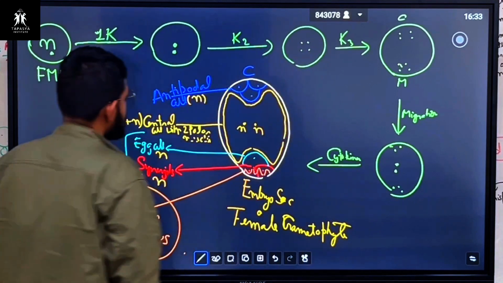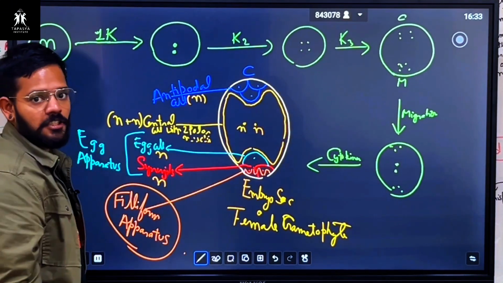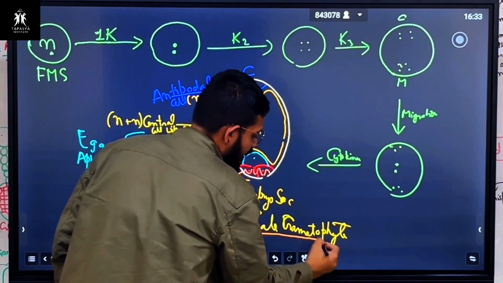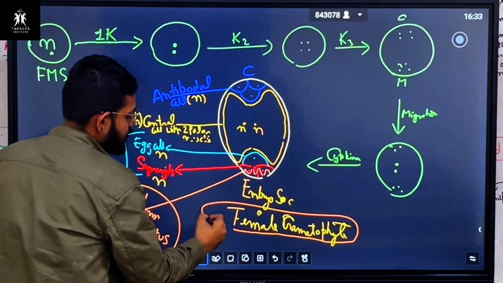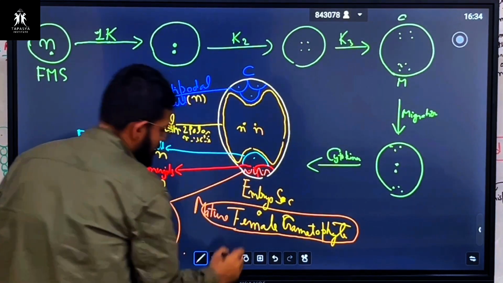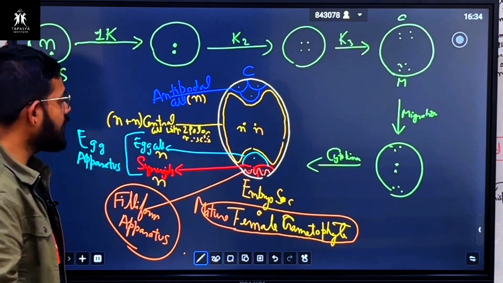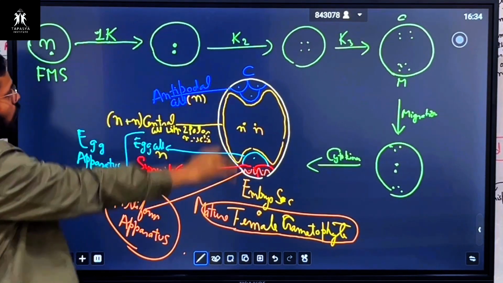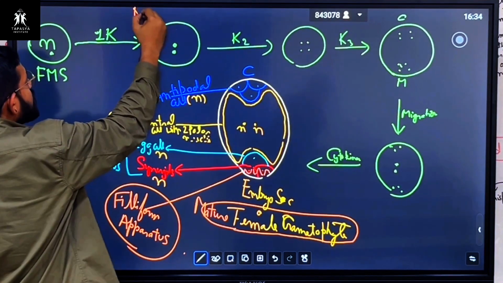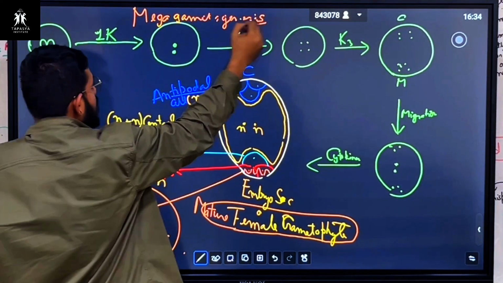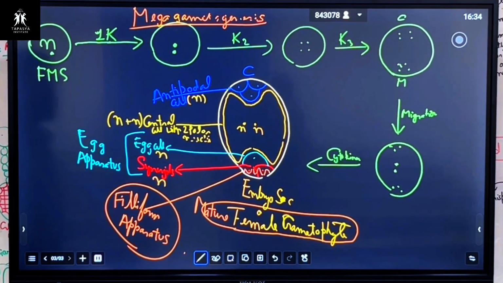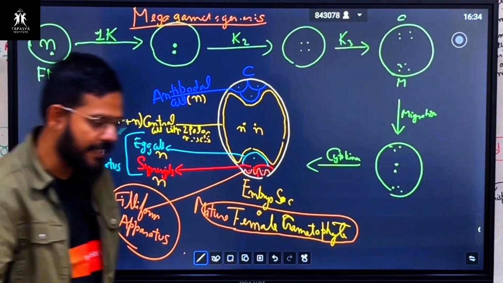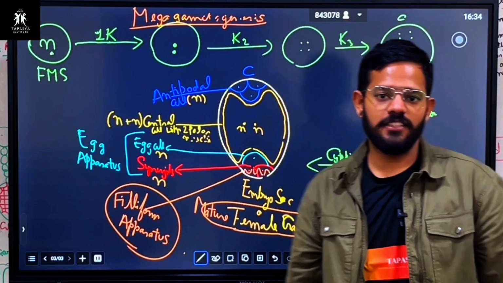So this is your fully finished embryo sac, or in a common way, the female gametophyte. It is the fully developed mature female gametophyte, and this full process is called megagametogenesis. This is the final structure of your embryo sac, which is ready for double fertilization.